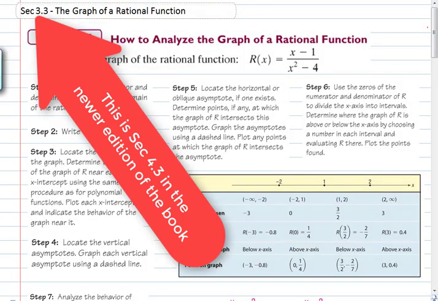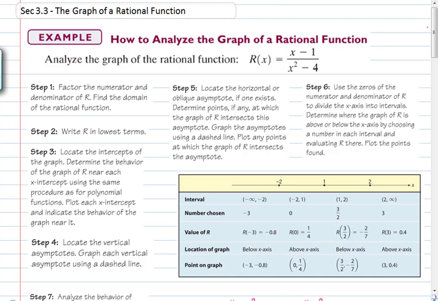Section 3.3, we're going to take everything that we learned in Section 3.2 and put it all together now and look at analyzing the graph of a rational function. With rational functions, the first thing you want to do is factor. If there's anything that can be reduced or factored, go ahead and do that, because that will help you spot either x-intercepts, y-intercepts, holes, vertical asymptotes, all of that good stuff.